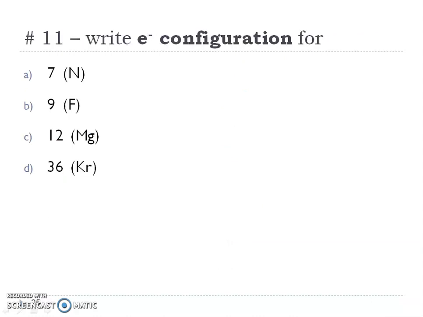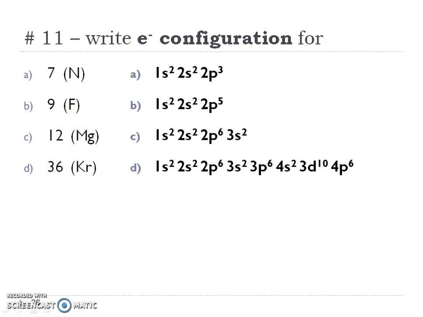Number 11, you're going to write that configuration. I gave you how many electrons there are and the element symbol. Hopefully you came up with that answer. Again, pause and make sure that your numbers, your letters, and your exponents are correct and in that order.